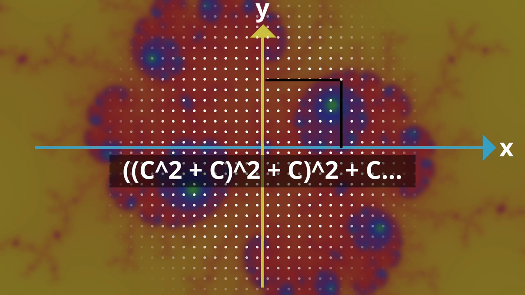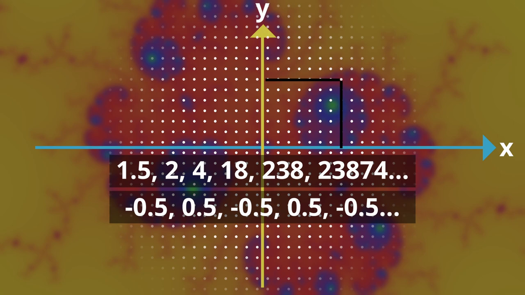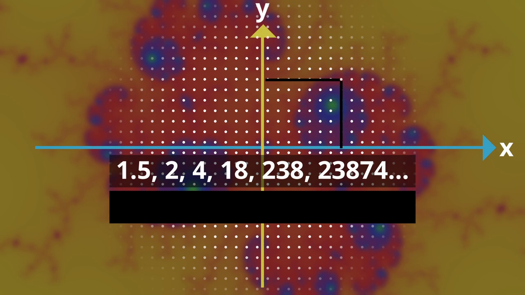Then we square it and add c again and so on. Now, there are two possibilities here. Either the number eventually gets big enough to escape off into infinity, or it just stays near zero jumping around forever. If it does stay here forever, we color it black. But if it does escape after a certain number of iterations, then we need to give it a color.